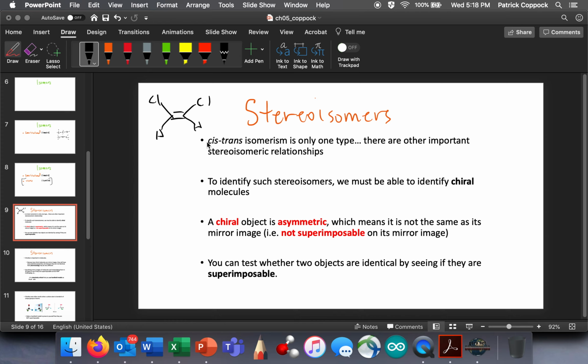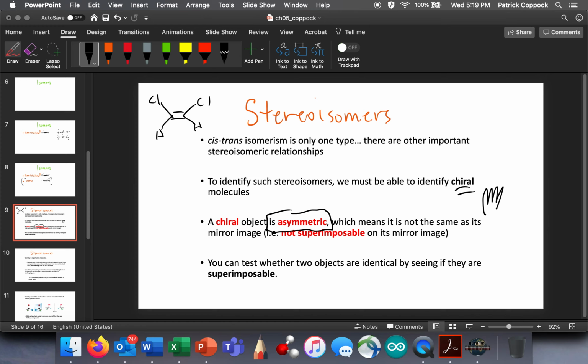I would say more commonly, we're going to be more concerned about stereoisomers that have a chiral center, all right? And what does chiral mean? A chiral object is asymmetric, and this is not actually a chemistry term. This is a geometry term. Chiral means it's asymmetric, which means it is not the same as its mirror image, right? And the classic example given for this is two hands, right?